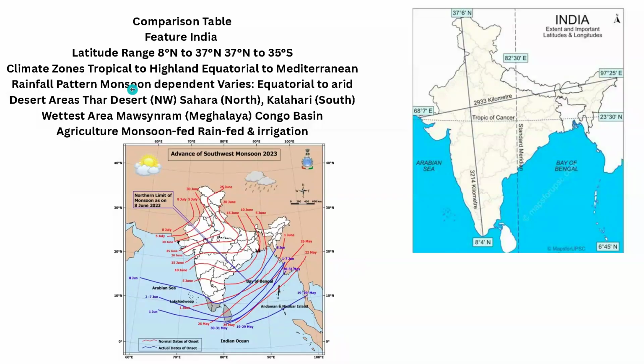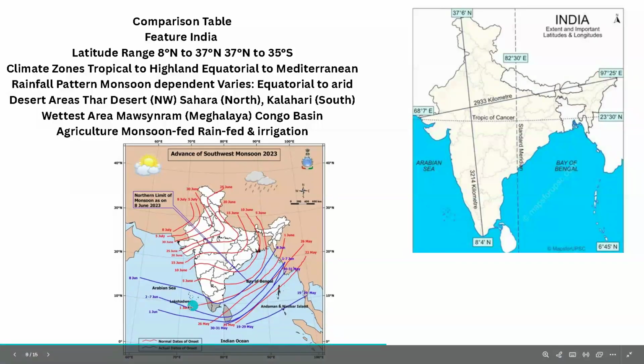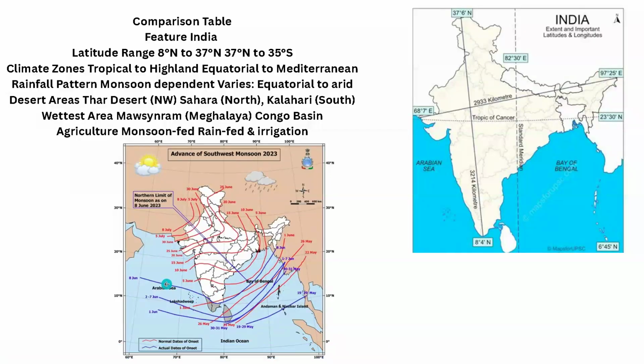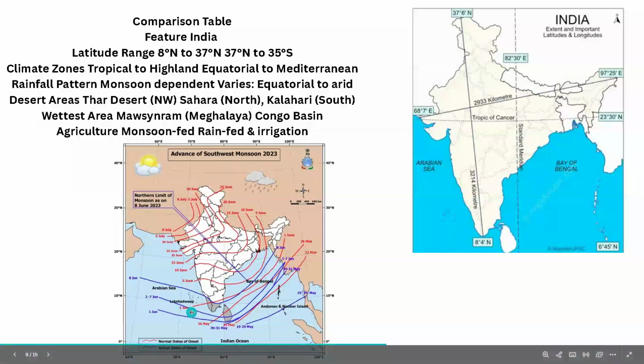Okay. So rainfall patterns, monsoon, you will find here in India. The winds which are blowing from the southwest, they will be blowing from here. You can see the winds, the Arabian Sea winds, they blow from here. These blue color ones are the actual dates of onset. But generally, normally we will be getting these winds as shown in the red color. So the southwest monsoon winds will be blowing like this.